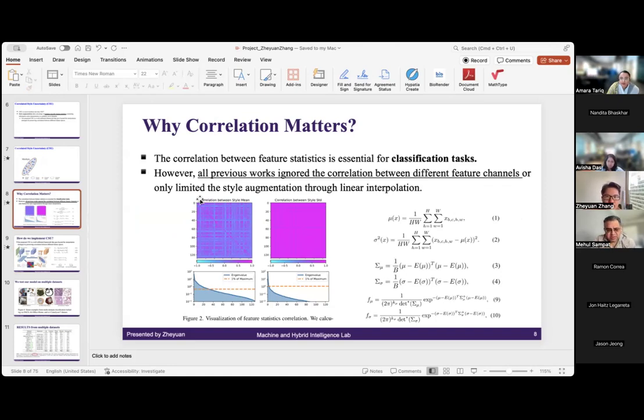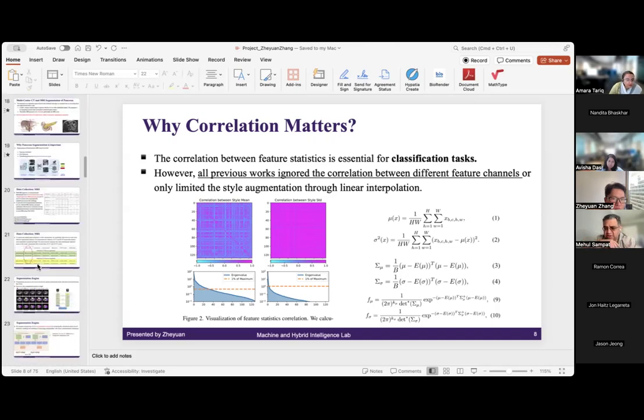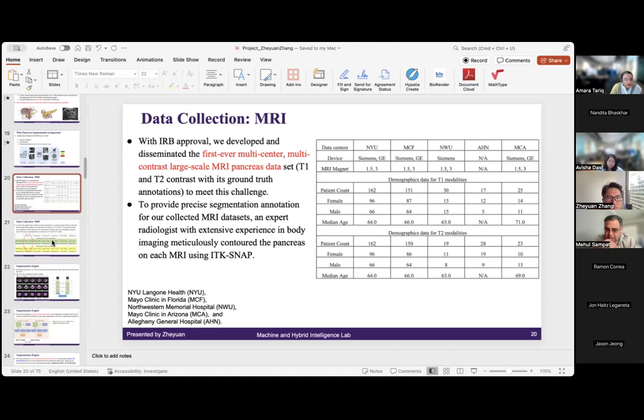A question about the data acquisition when you created your data set for the pancreas. Is that a traditional clinical scan for the pancreas, or is it a special pulse sequence for scanning the pancreas? Oh no, it's clinical scans. Okay, that's great.